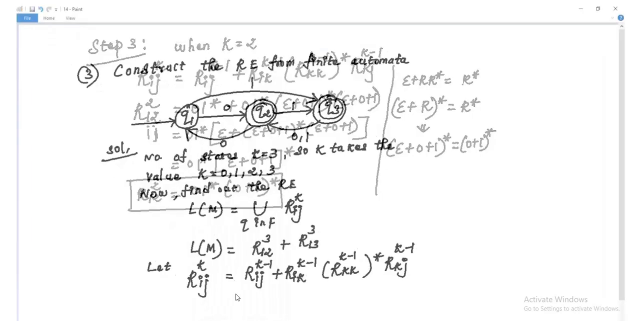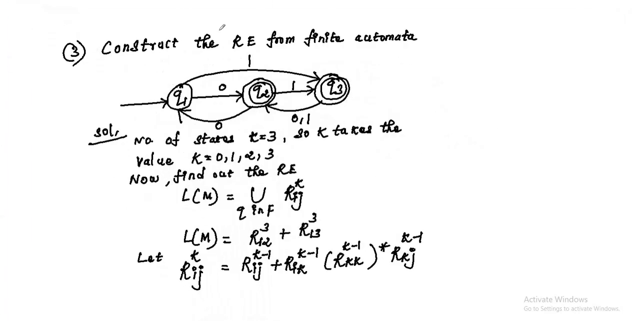Coming to the third problem, in this third problem, construct the regular expression from finite automata. This is the transition diagram.